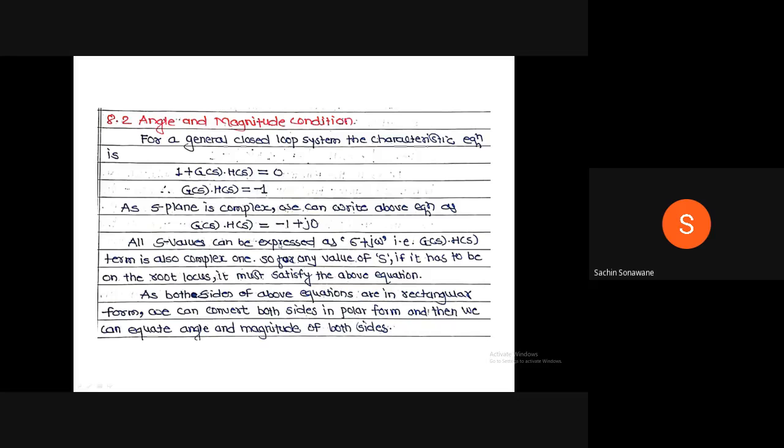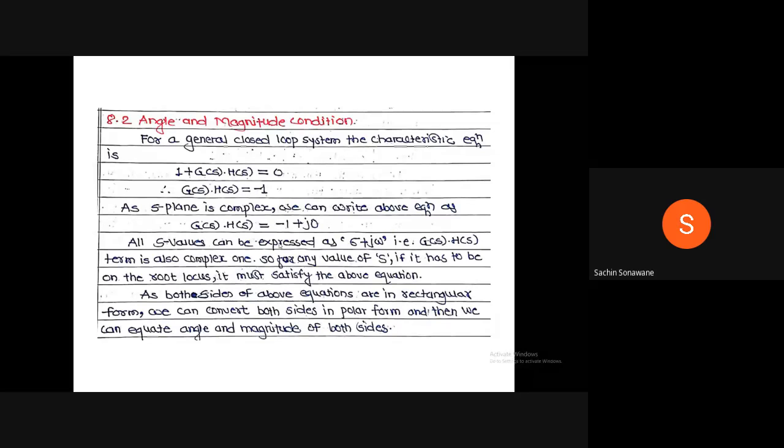Now, angle condition and magnitude condition. What is meant by angle condition and magnitude condition? For a general closed loop system, the characteristic equation is 1 plus G(S)H(S) is equal to 0. Therefore, G(S)H(S) is equal to minus 1. As the S-plane is complex, we can write the above equation as G(S)H(S) is equal to minus 1 plus j0. All S values can be expressed as sigma plus j omega, that is, the G(S) into H(S) term is also a complex one.